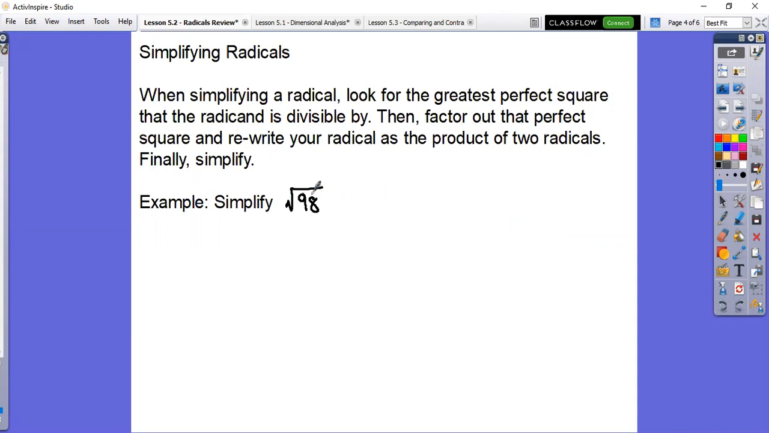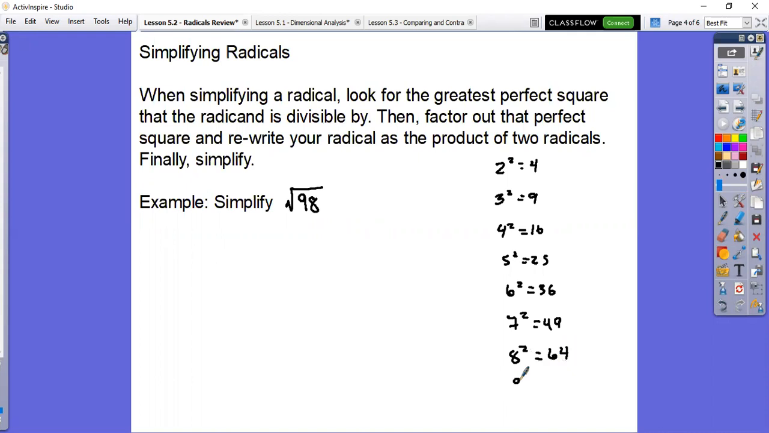So if I simplify this, remember basically what I'm going to do is look for the greatest perfect square that this radicand is divisible by. To do that, I'm going to start listing out perfect squares, like 2 squared is 4, 3 squared is 9, 4 squared is 16, 5 squared is 25. And then I'm going to keep going until I get something that's bigger than 98, because then 98 cannot be divisible by that.